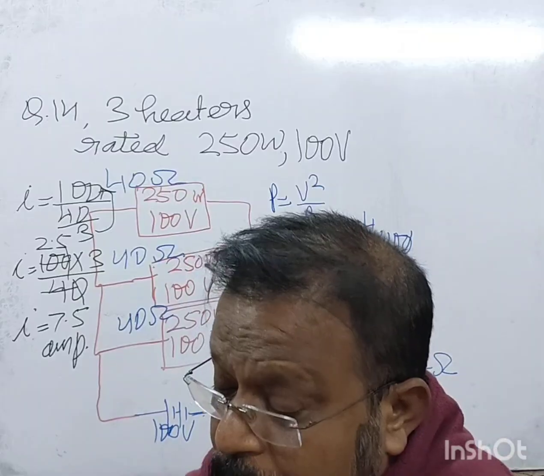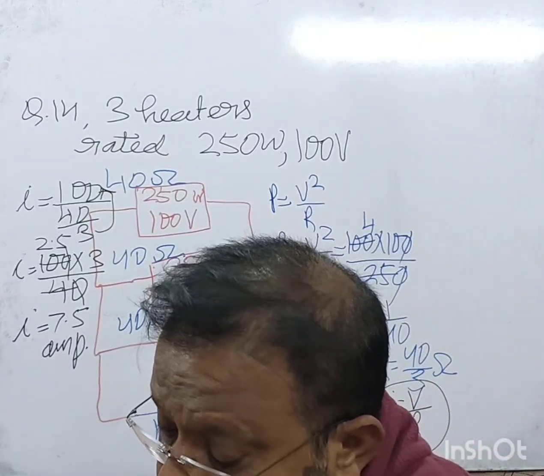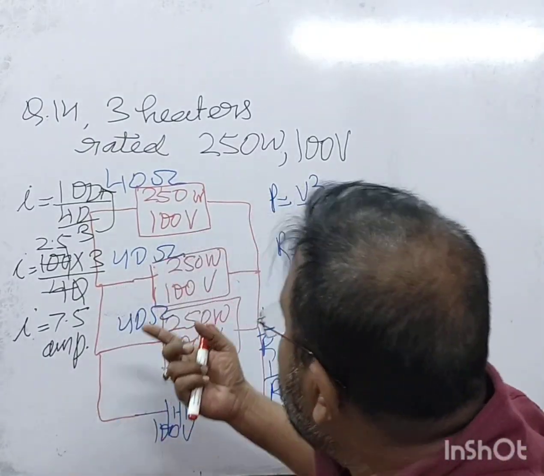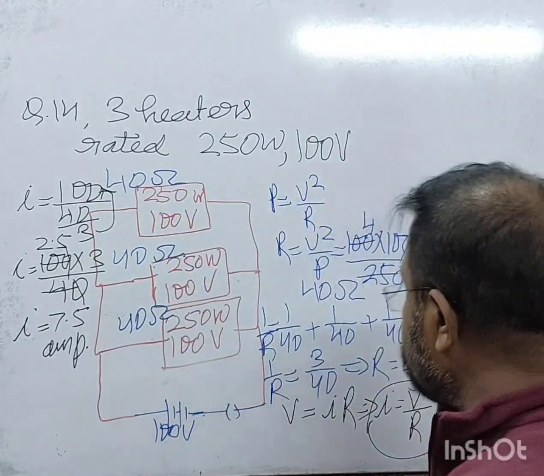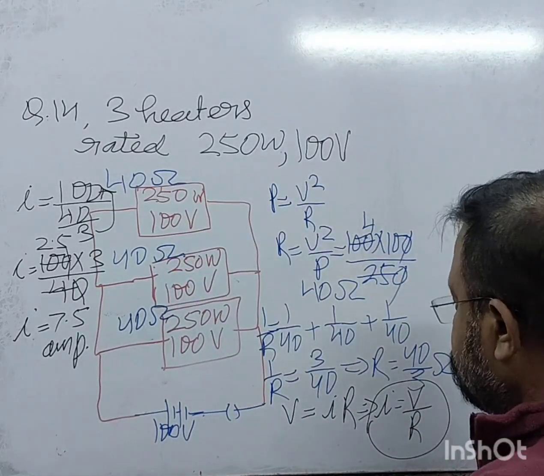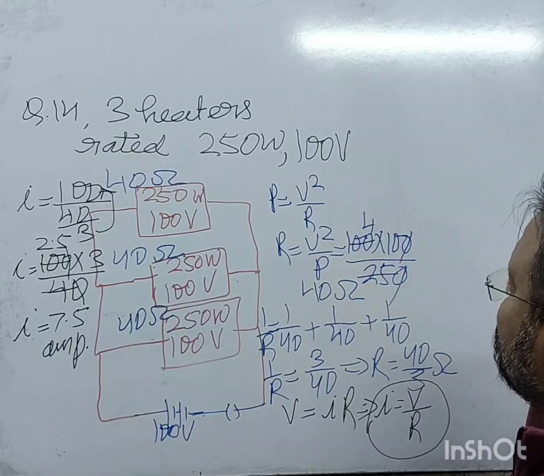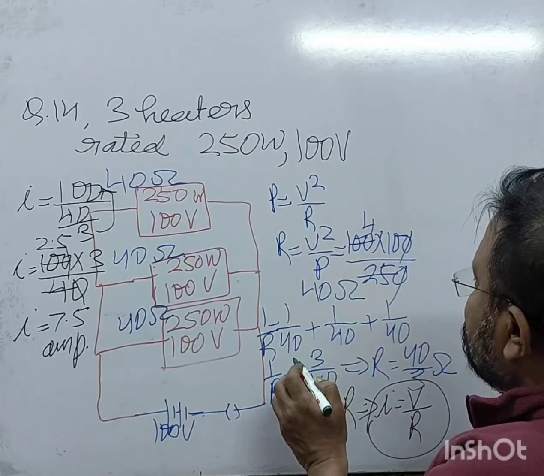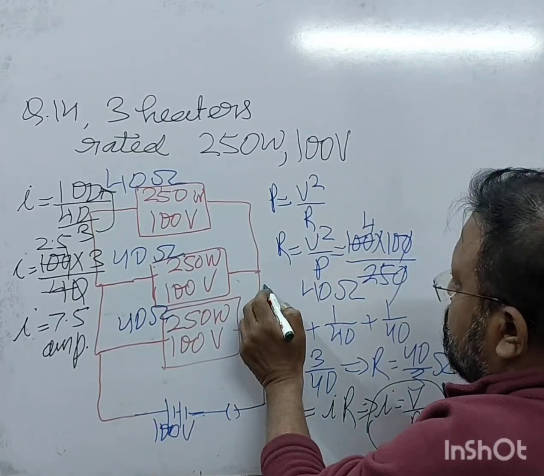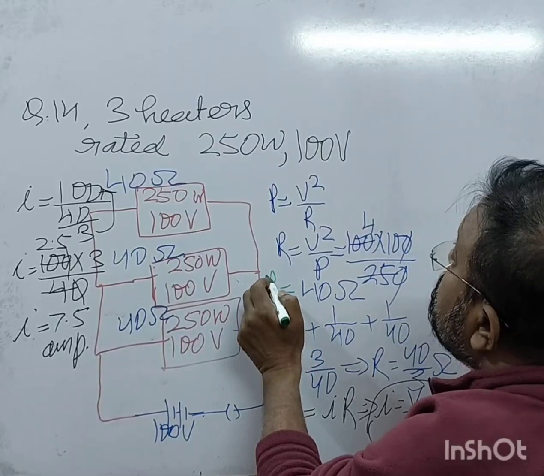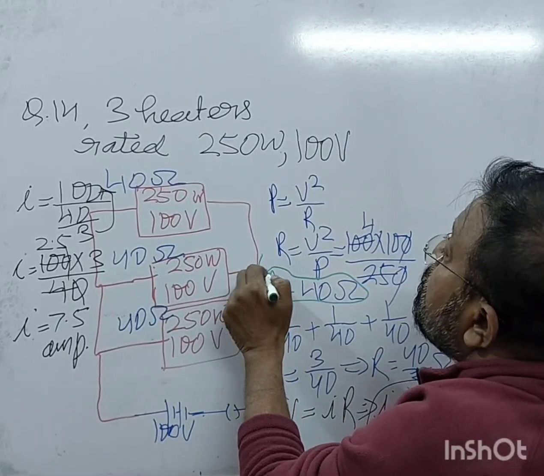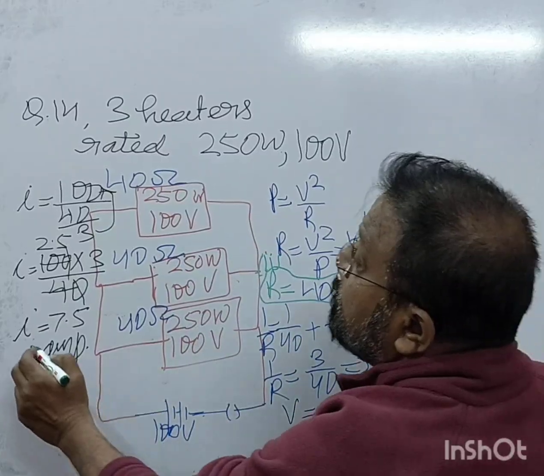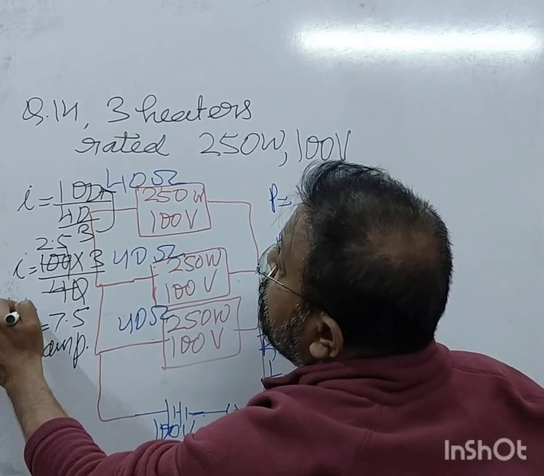What is the second part? Resistance 40 ohm. I told you already, we have done this. R is equal to 40 ohm. This is the second part. This is the first part. And what is next?